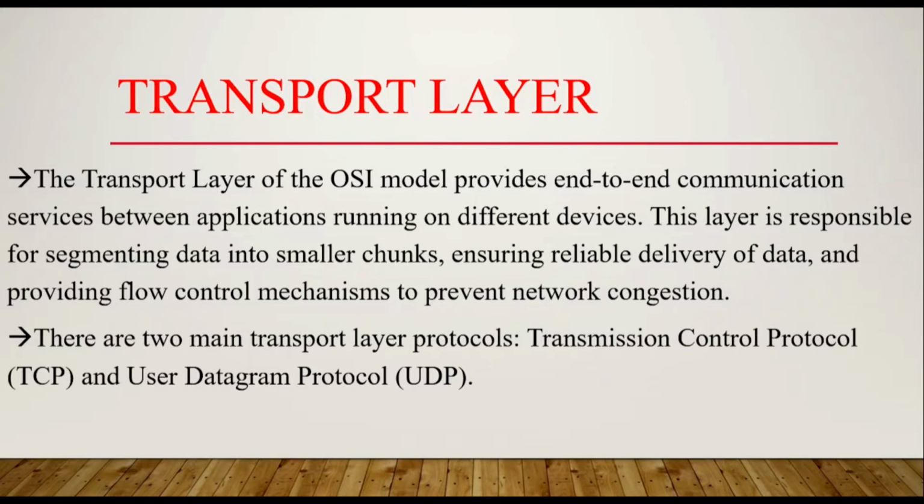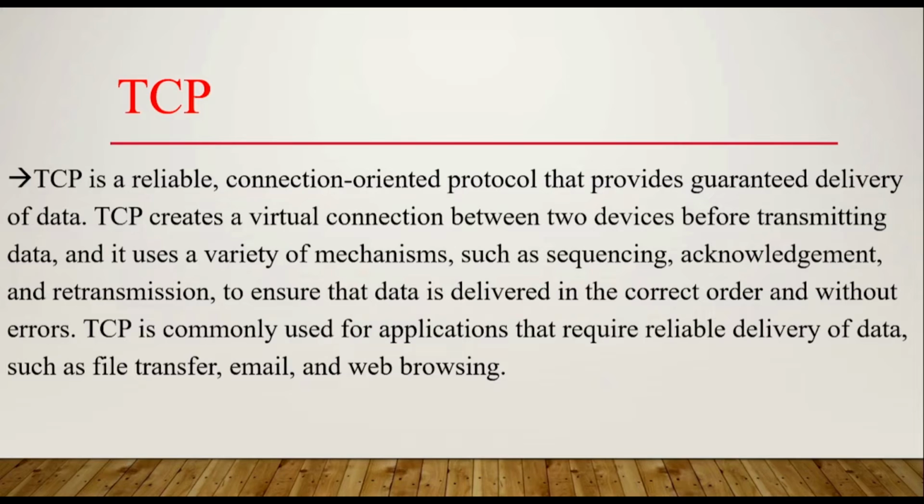There are two main transport layer protocols: Transmission Control Protocol and User Datagram Protocol. First, TCP, Transmission Control Protocol. It is a reliable connection-oriented protocol that provides guaranteed delivery of data. TCP creates a virtual connection between two devices before transmitting data, and it uses a variety of mechanisms such as sequencing, acknowledgement, and retransmission to ensure that data is delivered in the correct order and without errors. TCP is commonly used for applications that require reliable delivery of data such as file transfer, email, and web browsing.